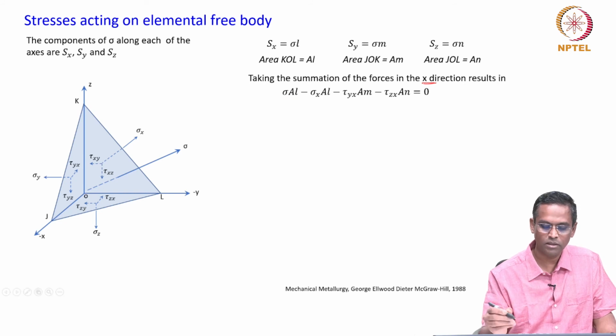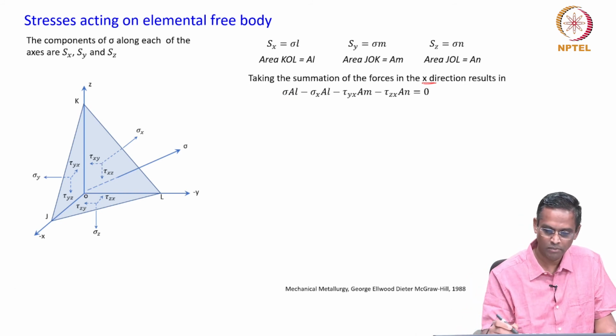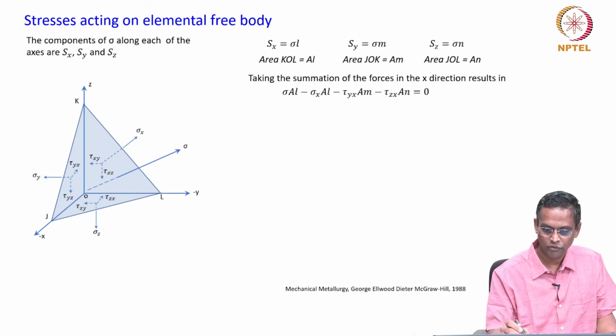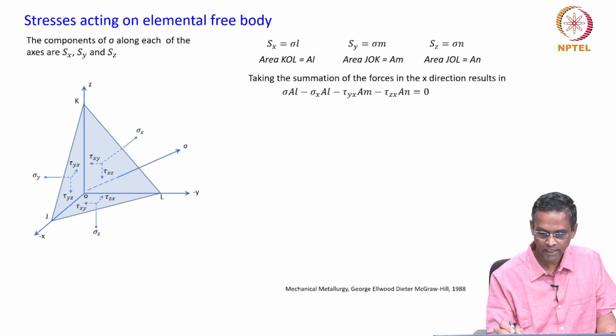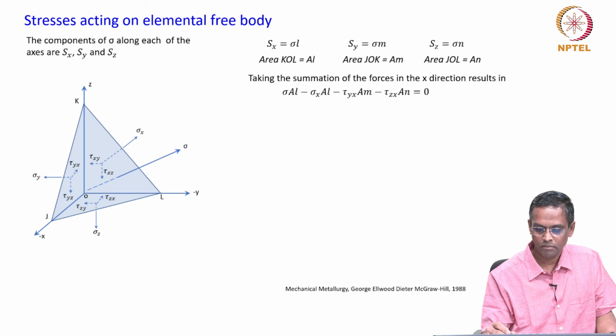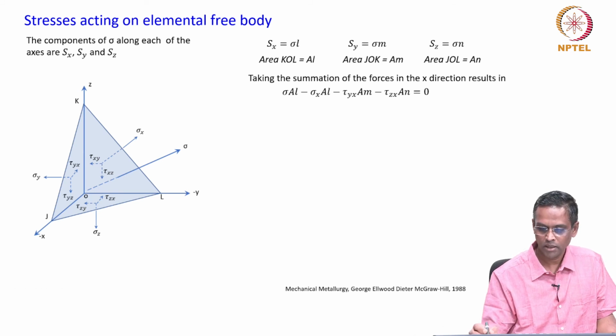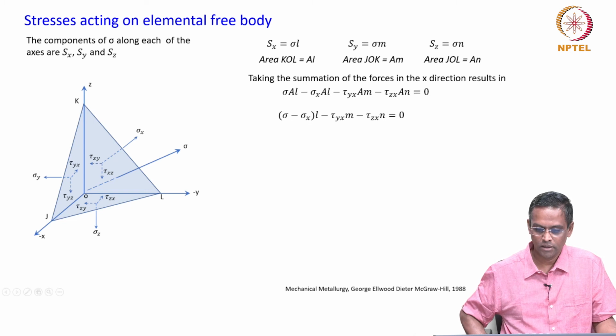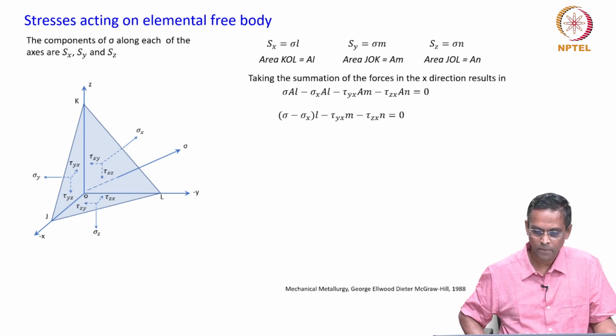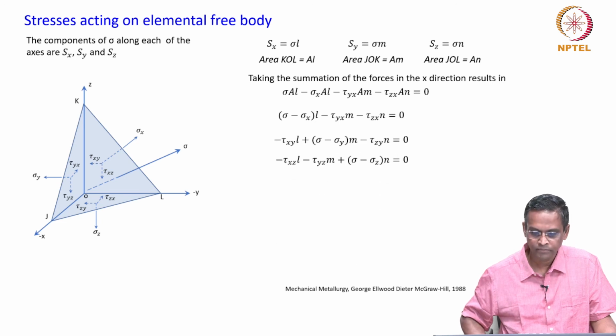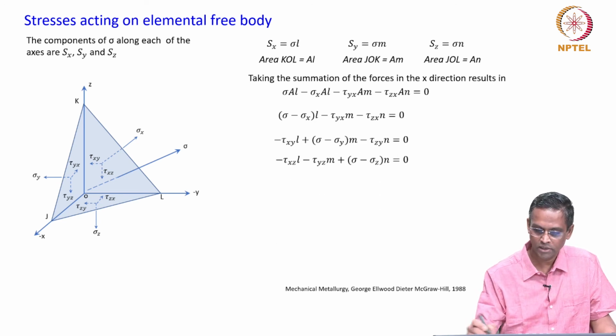This is exactly similar to what we have done in 2 dimensions, so here also you can look at it without any problem. If you sum in this direction, then sigma AL minus sigma x AL minus, this is the x component here, and minus tau yx AM minus tau zx AN. They are all summed up here and equated to 0. The next step is very simple: rearrange them and you get an expression like this. Similarly, you can do it for the y direction and z direction.